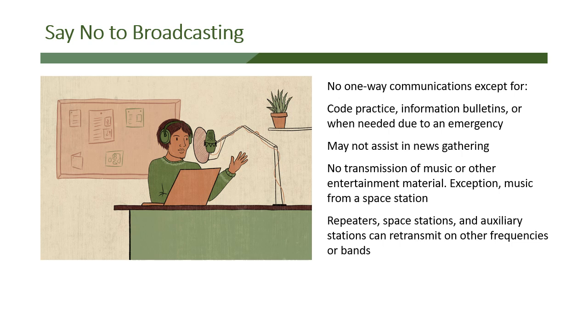And then repeaters, space stations, auxiliary stations can retransmit on other frequencies or bands. So that's allowed. That technically could be looked at as broadcasting, but we make the exception that they're not broadcasting because they're just moving it to another frequency, and that's okay. So that's the other exceptions. So that is pretty much what we mean by no broadcasting.